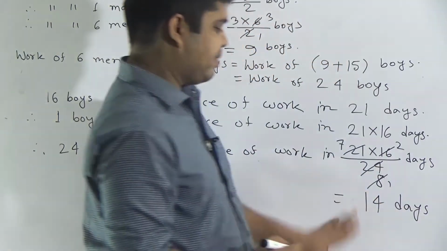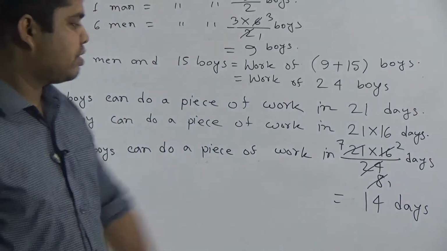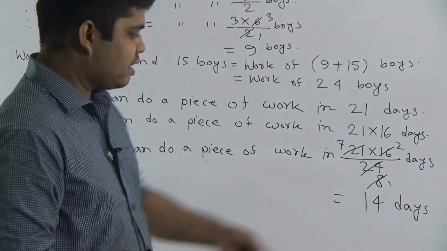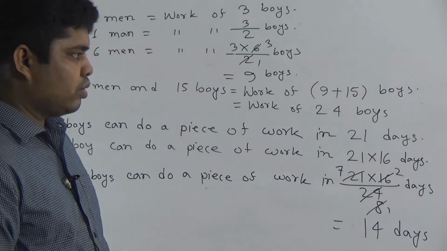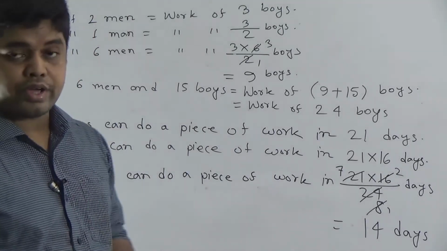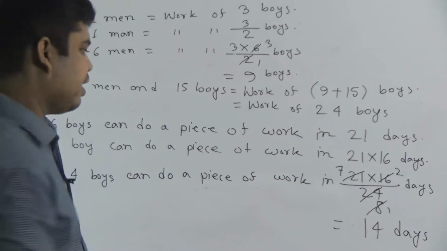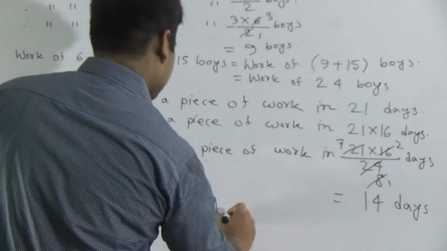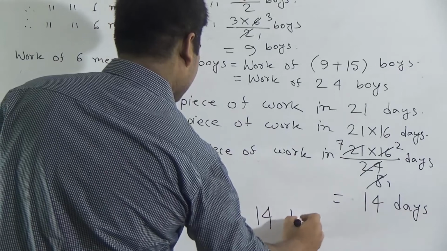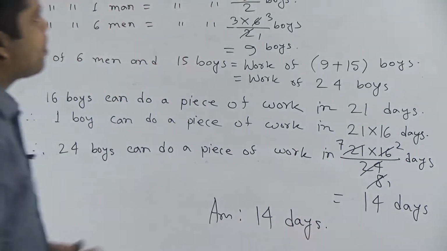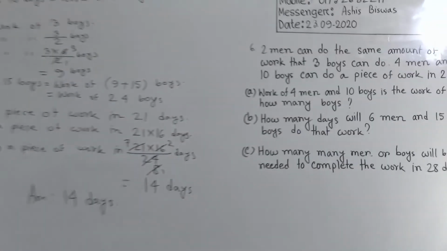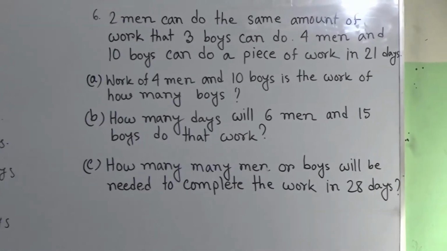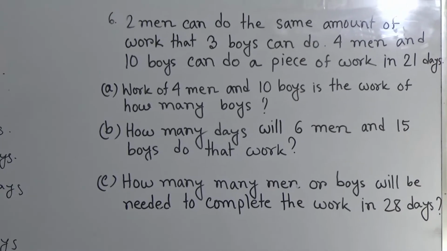We know that every number has a denominator which is 1, so this one is negligible. That means 14 days is the required answer. That means 14 days will be needed for 6 men and 15 boys to do that work. Okay, now write the answer: 14 days. I hope you have understood. Now we shall solve question number C and erase question number B.